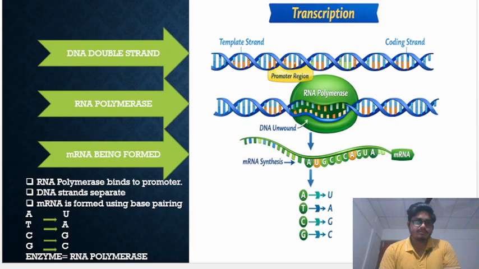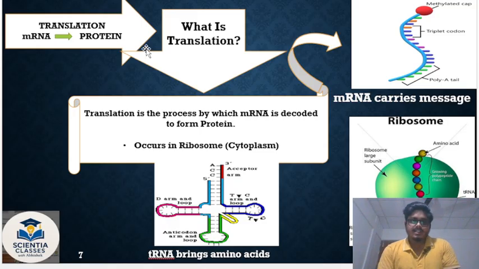Now after the transcription process, after the mRNA is made, the translation process will begin. This is the translation process where mRNA makes protein. First of all, what is translation? Translation is the process by which mRNA is decoded to form protein, right? So after the mRNA is made, it will go into the cytoplasm.